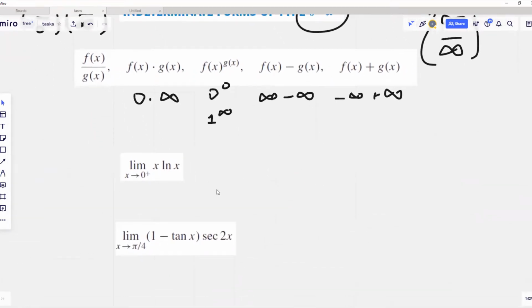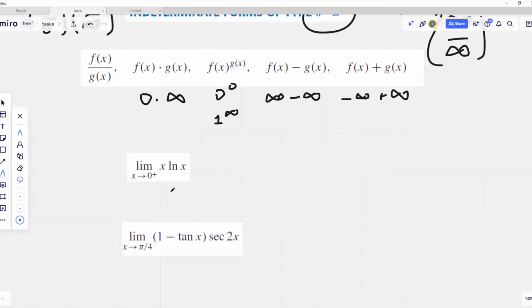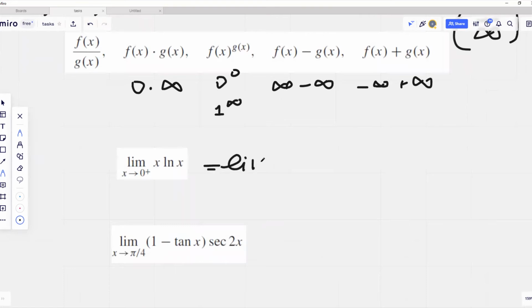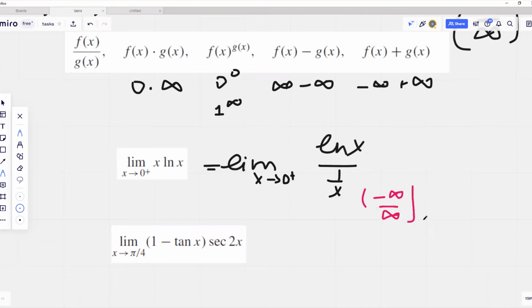All right, now let's take a look at the following two limits. The first limit is when x is approaching 0 from the right side, x multiplied by ln of x. Now we can bring this into one of these two types, either using the following form, ln of x over 1 over x. So that is in indeterminate form of minus infinity over infinity. So this is an indeterminate form of infinity over infinity.